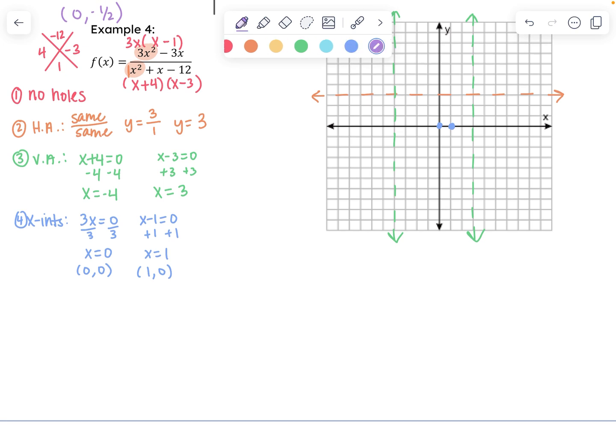And then for my y-intercept, I can plug 0 in. So I'm going to have 3 times 0, 0 minus 1. And then on the bottom, 0 plus 4 and 0 minus 3. So I get 3 times 0 times negative 1 over 4 times negative 3, which is 0 over negative 12, which is just 0. So I get the point 0, 0, which you'll notice is already on there because it's also an x-intercept.